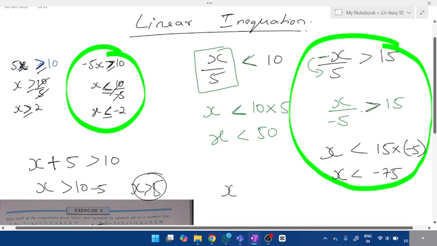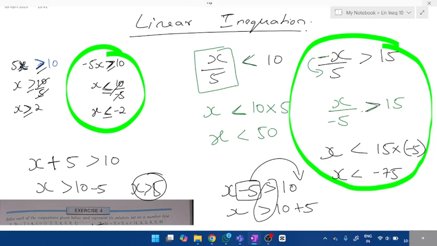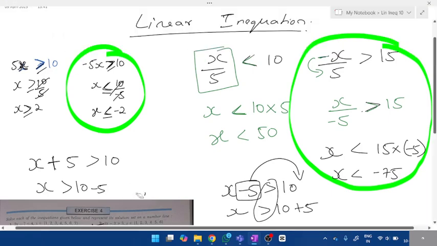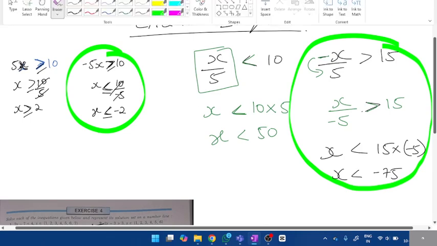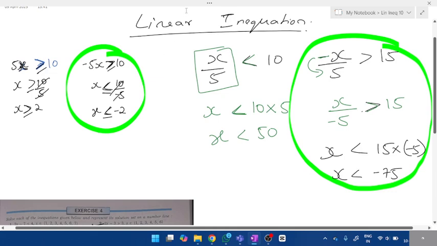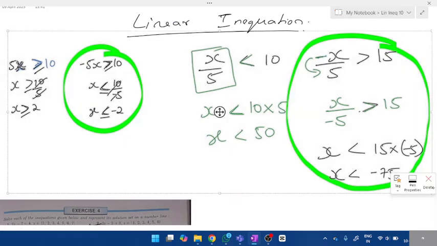Or x minus 5 is greater than 10. Now look here, minus 5. If it shifts that side, again the sign will not change. X is greater than 10 plus 5. Is the sign changing? No, for addition and subtraction, no problem, it doesn't change. Only for division and multiplication of which one? Negative number. Very good. Positive, it will remain the same. Only for negative, it will change. So these are the two important rules.